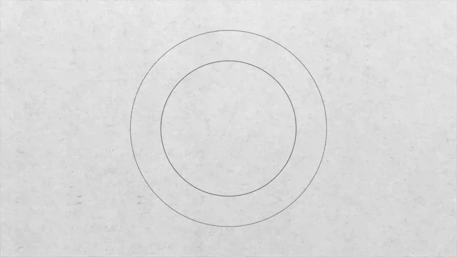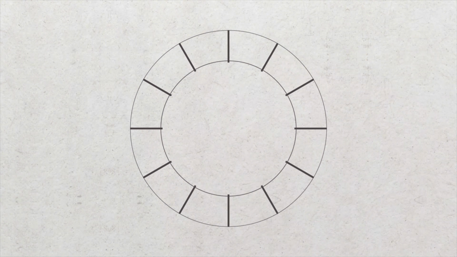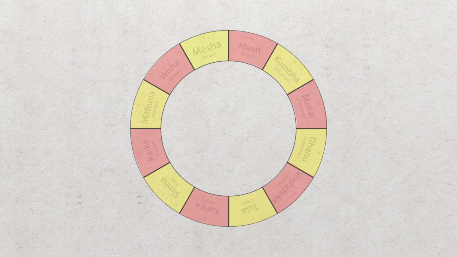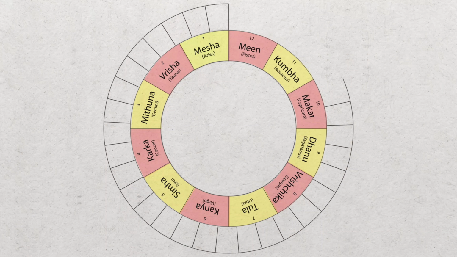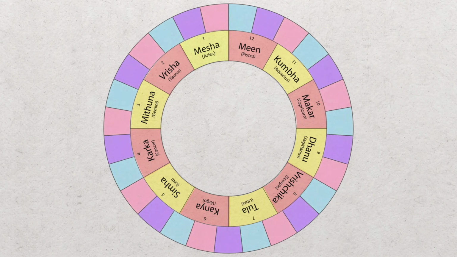Let this disc represent the zodiac circle with 12 zodiac signs or rasis of 30 degrees each. The first sign starts at Aries. The starting point of nakshatras coincides with the starting point of Aries. From there, 27 sectors of equal width of 13 degrees and 20 minutes are drawn.